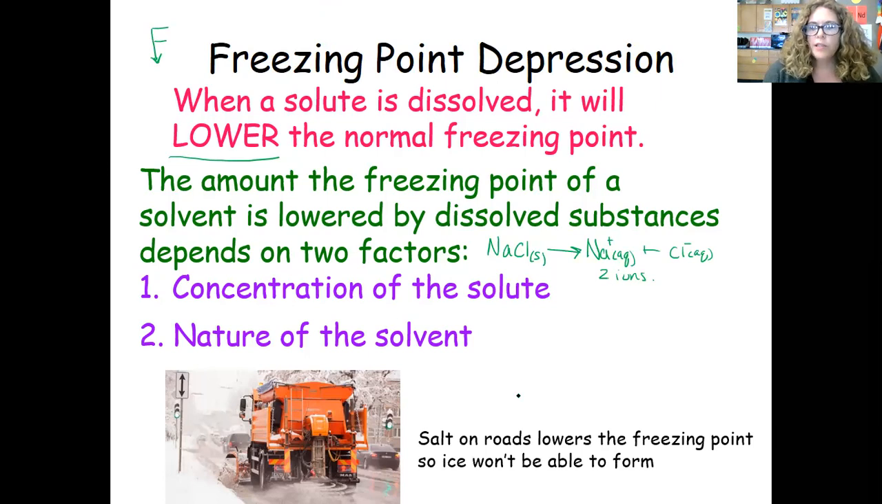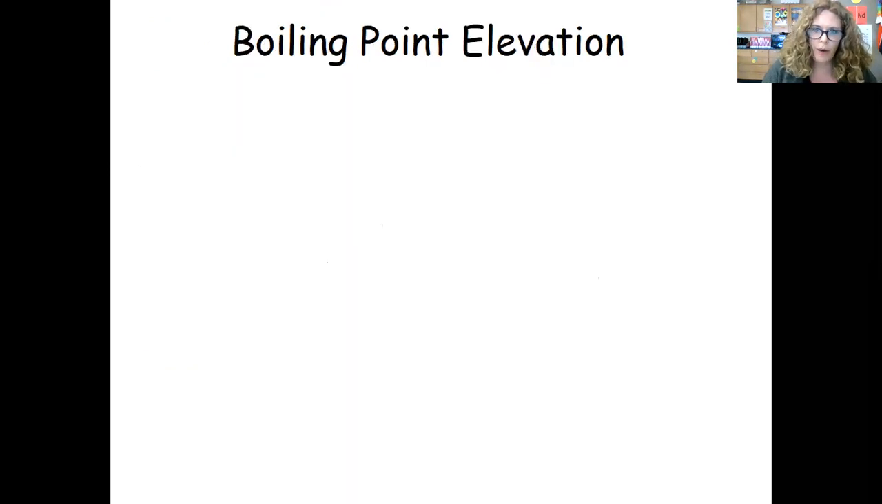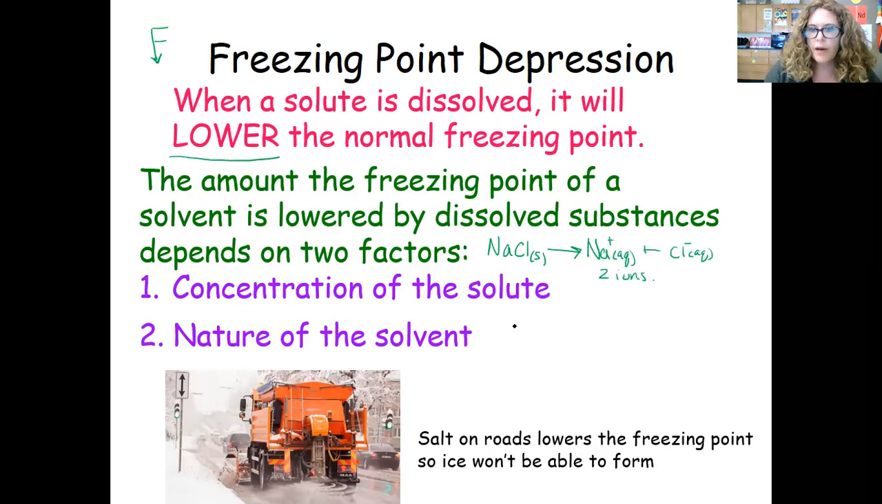So the salt on the roads lowers the freezing point of water so the ice won't be able to form. The salt doesn't necessarily melt the ice, it lowers the freezing point so that the water cannot freeze. It interferes with the freezing because these ions are colligative properties. The more ions you have, the lower the freezing point, right? So the more ions, the lower the freezing point.